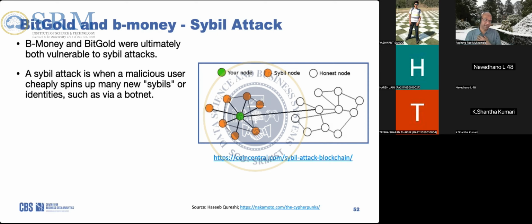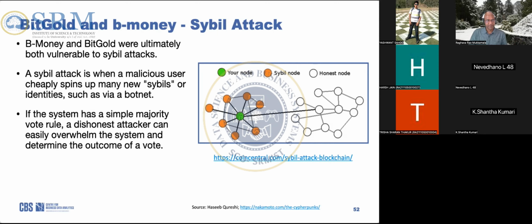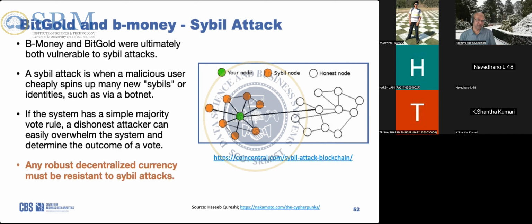We'll see more when we come to the consensus algorithm. So you can easily create a huge number of nodes so that you can influence the network and take over the network. If it is a simple majority rule, and you can create several hundred nodes, then the network is yours. So that is the one big thing which is vulnerable in the case of these two currencies. Any robust decentralized currency must be resistant to Sybil attack, because this is not easy, right? So this vulnerability should not be there.